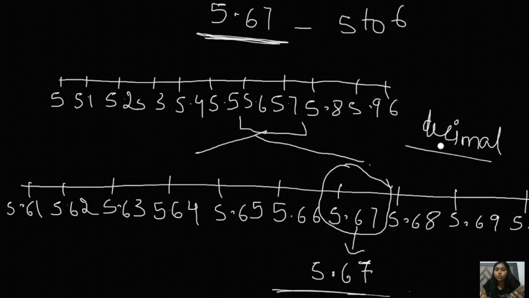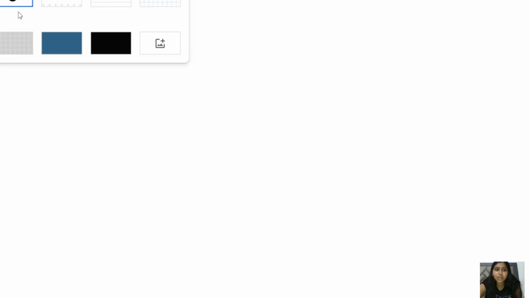Now let's have a look at the more important topic, that is rationalization. That's very new to you people. So guys, let's move forward with rationalization. Let's take an example for rationalization: you can take 1 upon 3 plus root 2.